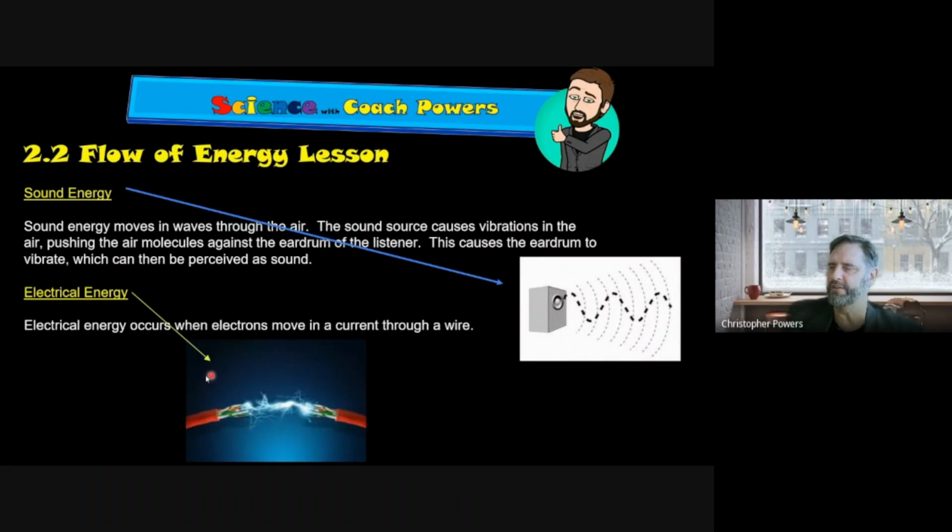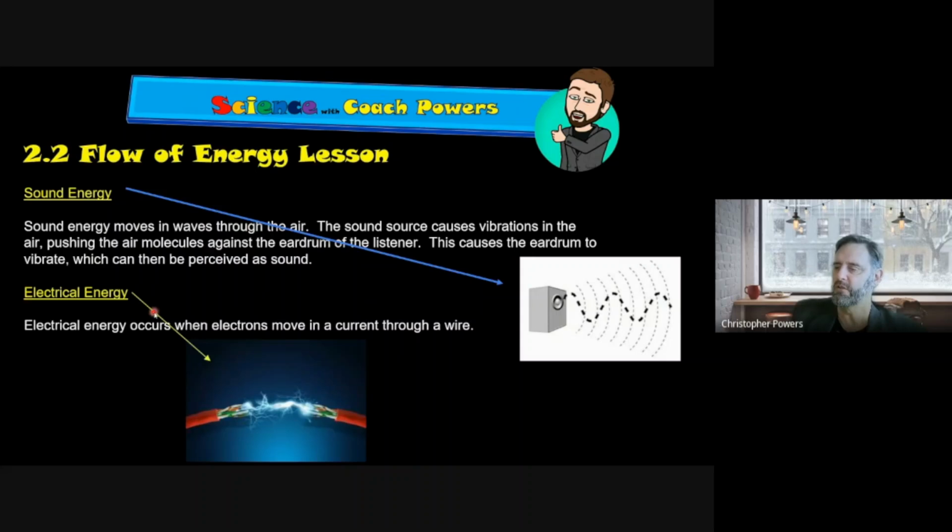All right, so sound energy. As I get less and less energy, my sound might get worse. The picture does look bad already, but sound energy moves in waves through the air. The sound source causes vibrations. So we have a source, looks like a speaker, and you've got the wave here, and the amplitude. You have wavelength. You have the crest and the trough, and you're getting some sound waves. Basically the sound causes vibrations in the air, pushing the air molecules against the eardrum of the listener. This causes the eardrum to vibrate, which can be perceived as sound. So that is kind of the force that's generated by those waves.